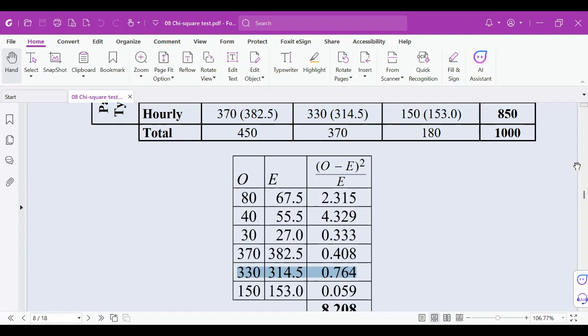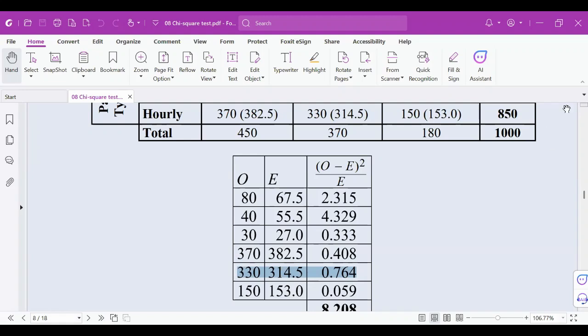No, we're doing the last but one, the one I've highlighted. So that one is 0.764, which is correct. Yes, sir. So let's check the last one.